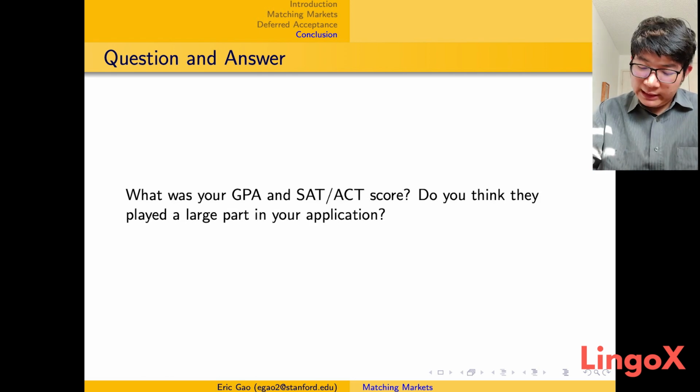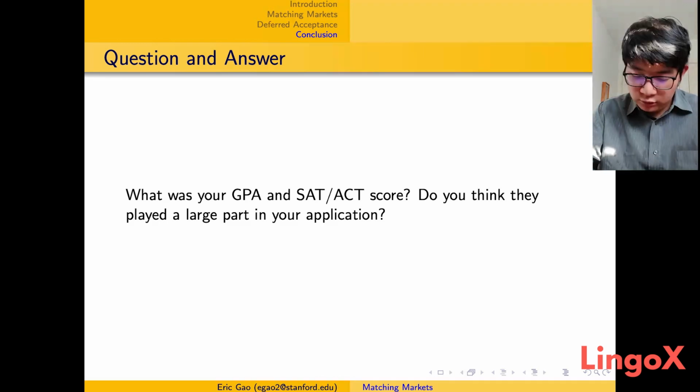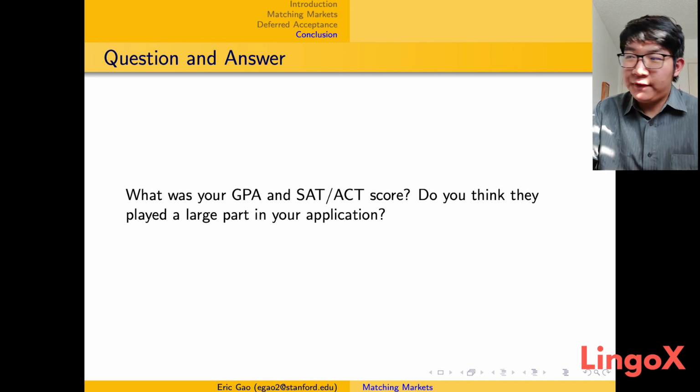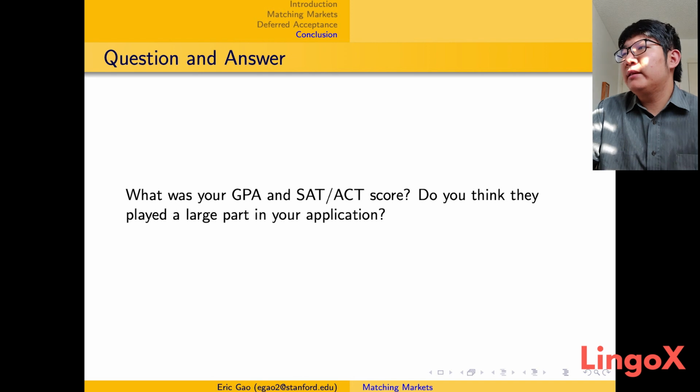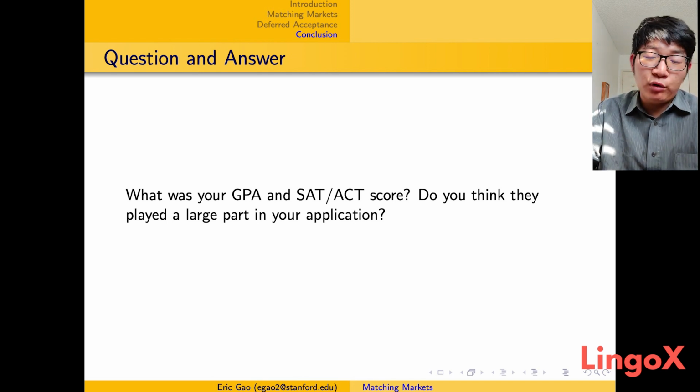What was my GPA and SAT? Do you think they played a large role? My GPA unweighted was like a 3.9, like a 3.4 weighted, and my SAT was like a 1540. I don't think it played too much of a role. I mean, both my GPA and my SAT were good by any means, but they weren't like top 1%. So they're not exceptional, they're just pretty good.